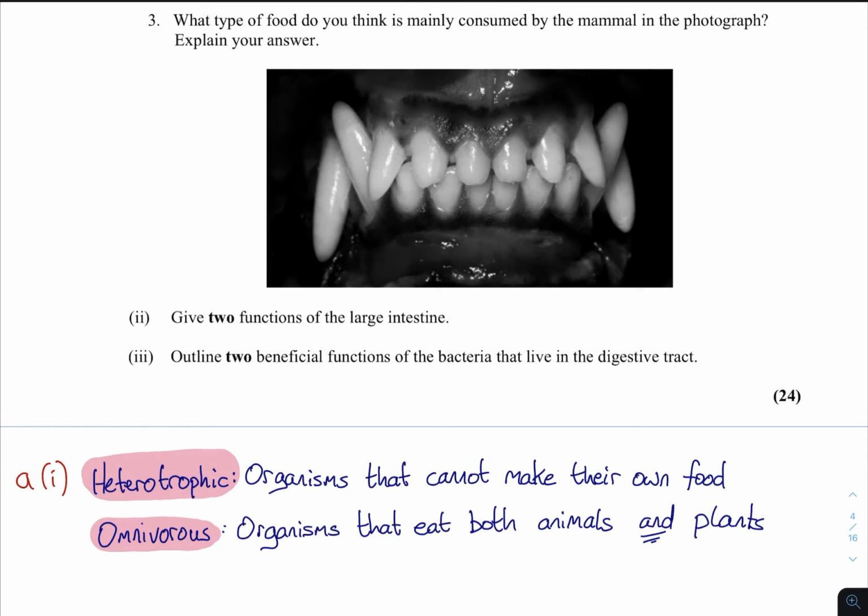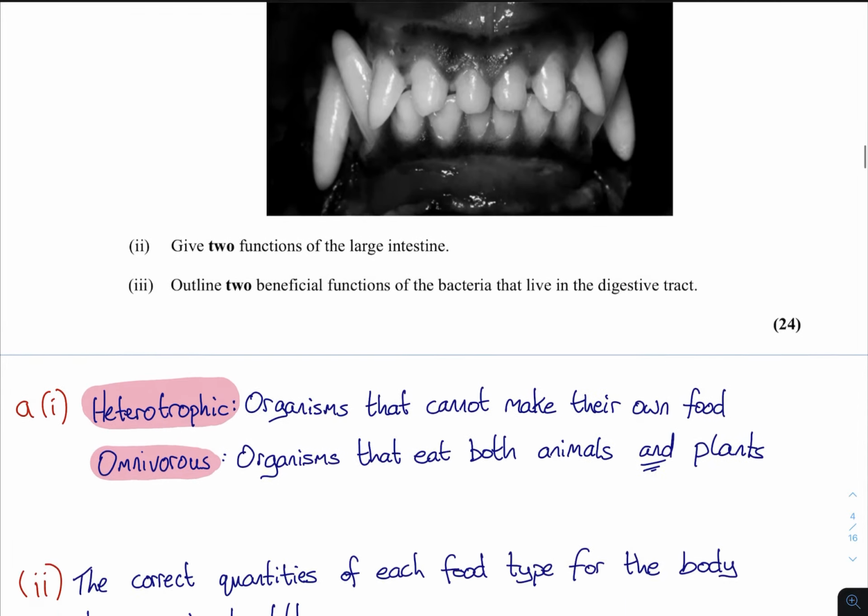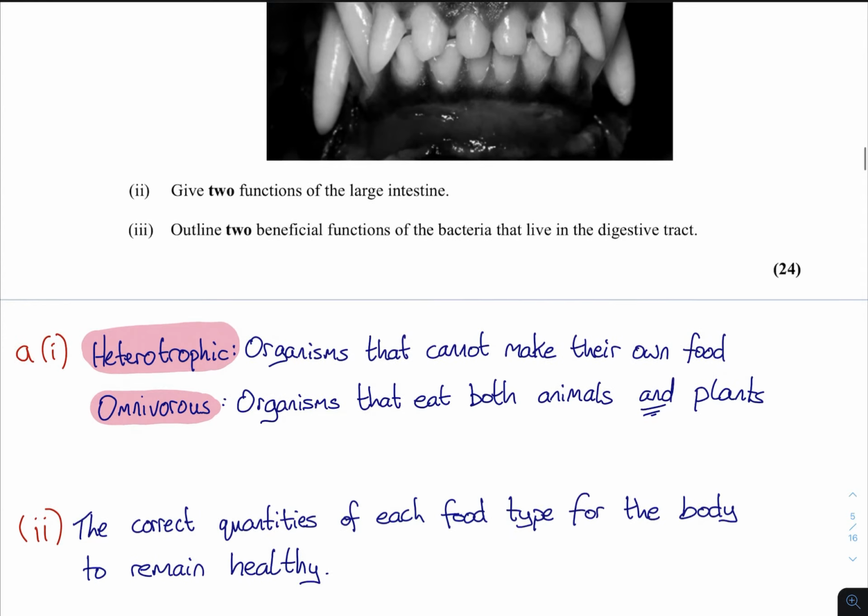Okay, and then a balanced diet. This is simply the correct quantities of each food type being digested to ensure that we remain healthy. So when we have a balanced diet, we are supposed to have a certain quantity from each of the different food types so that we remain healthy.